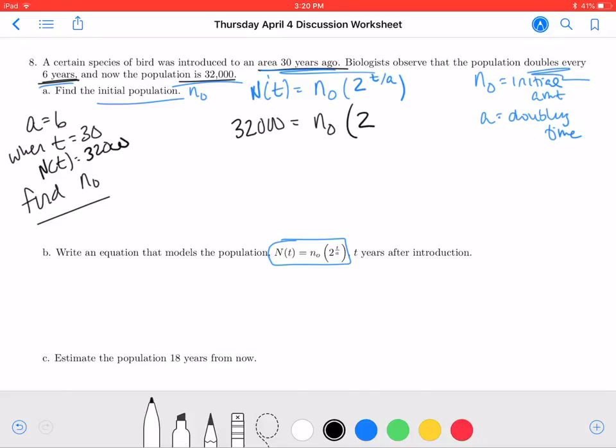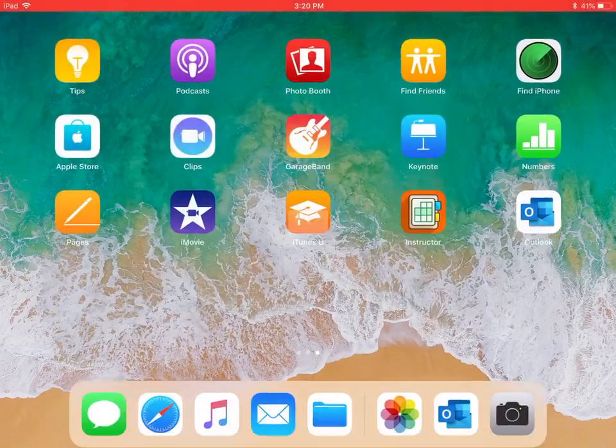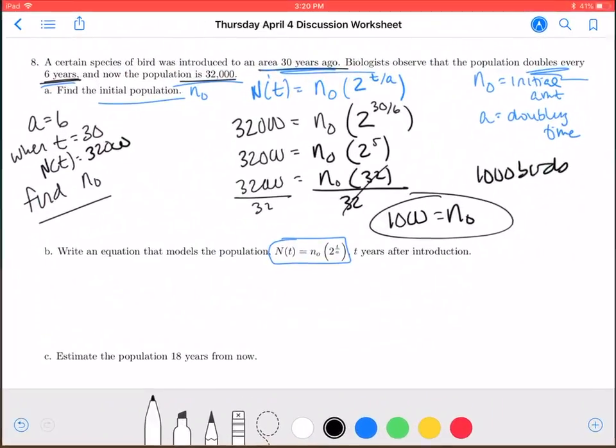2 to the power of 30 divided by 6. Okay, so 32,000 is equal to N sub 0 times 2 to the 5th. 2 to the 5th is 32. So if I divide both sides by 32, I get 1,000 is equal to N sub 0. So that is my initial amount. 1,000 birds.